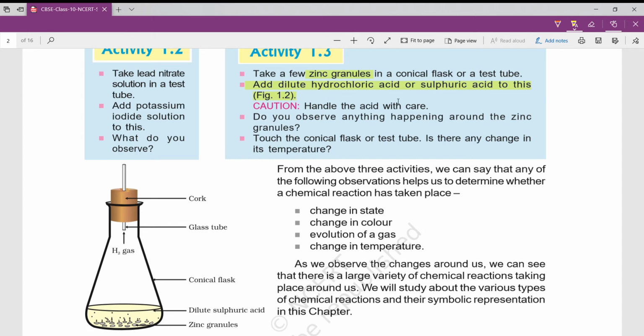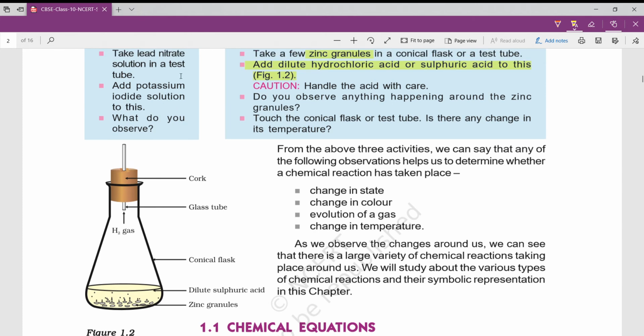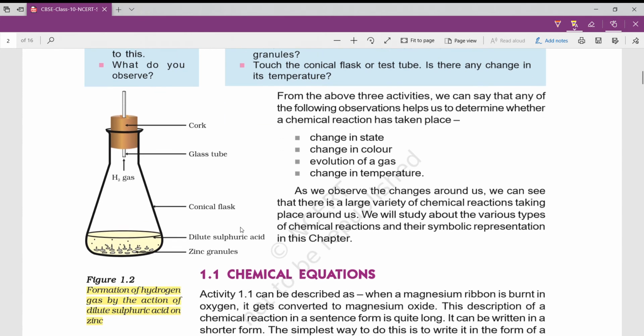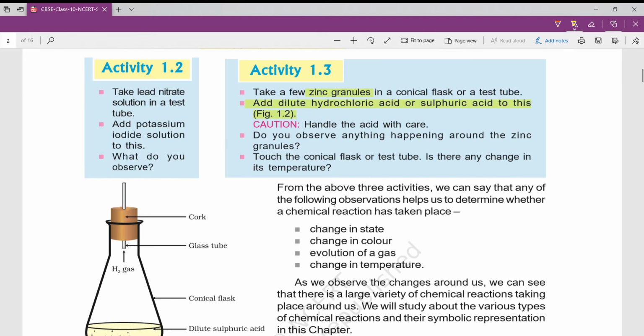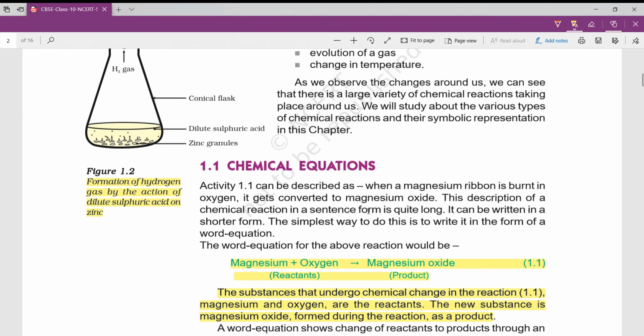What are all these? See, as given below, whenever there is a change in state, like solid granules getting converted to a liquid, or the color of the taken reactants changing, or evolution of certain gases. Like in the second example, we have seen potassium iodide reacting with nitrate solution. There are certain amounts of gases, fumes evolving, and in this, that is zinc with any acid, it liberates hydrogen gas. Like this we see the evolution of gases from the conical flasks and change in the temperature. All these happen when there is a chemical reaction going on.